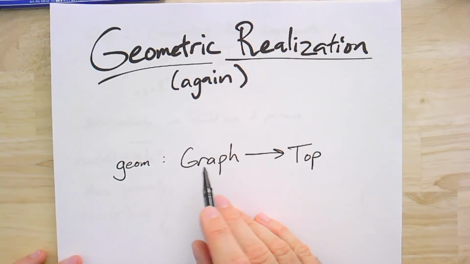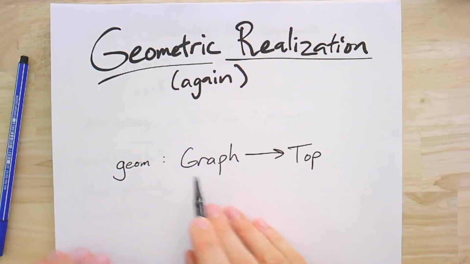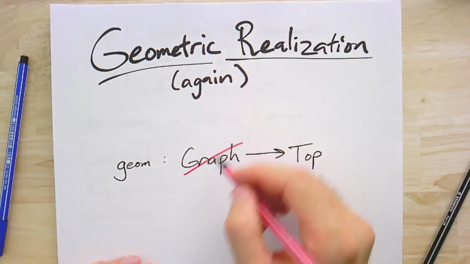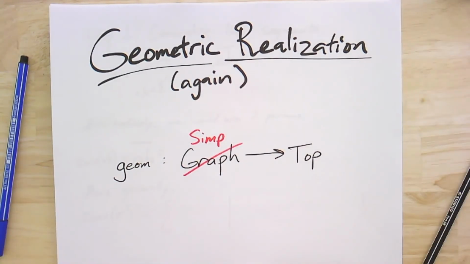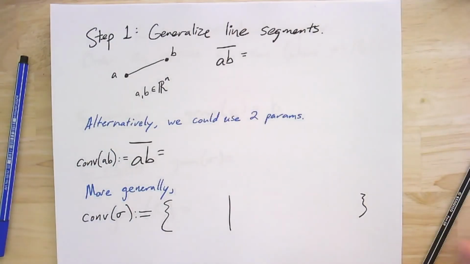I want to call it a functor. It is in fact a functor, but you could just think of it as a transformation that takes us from a graph to a topological space. And today it's not just going to be a graph, but a simplicial complex to a topological space. And the definition is going to be very, very similar to the one we used for graphs. So the first step is to generalize line segments.